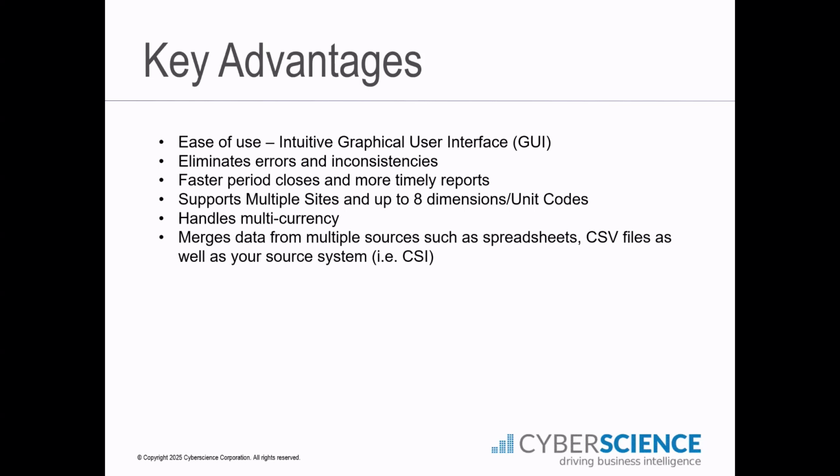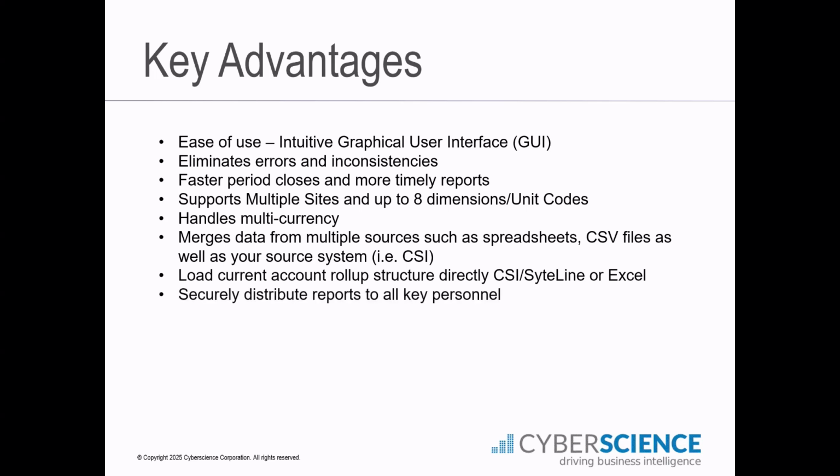You know, most people today still seem to have their budgets in Excel or a CSV file. We can pull those in and do actual versus budget. So even though the actuals may be coming from CSI in the Gov cloud, you can still bring in budgets from other sources like Excel or CSV files. The system's very powerful in terms of loading your existing roll-up structures, whether that's in SyteLine or CSI or Excel. We can pull that into FRW and make the transition very easy for you.